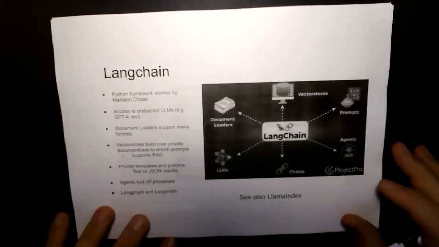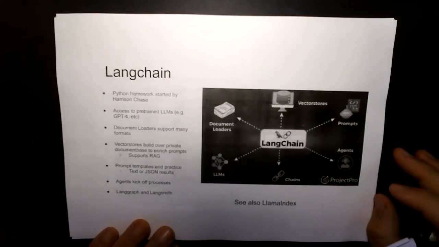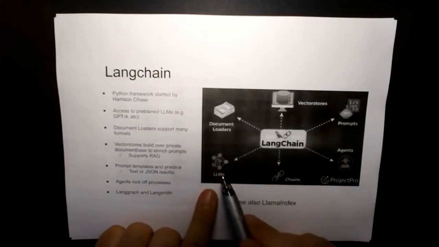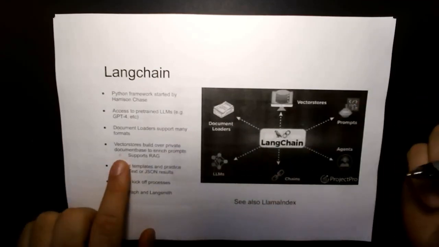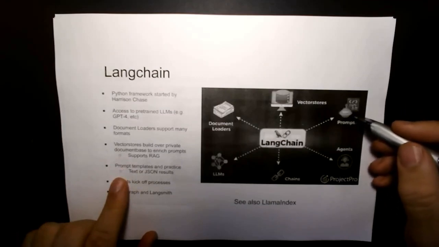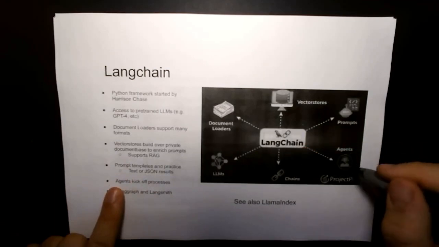Now, as far as infrastructure goes, I want to talk a little about some. We've already tasted this infrastructure a bit with LangChain, which we're using in our recitations. It started as a Python framework by Harrison Chase. It has access to LLMs and can make the calls out. It has document loaders that support a lot of different formats, vector stores, and prompt templates, a whole library you can access. And the agents can kick off processes.